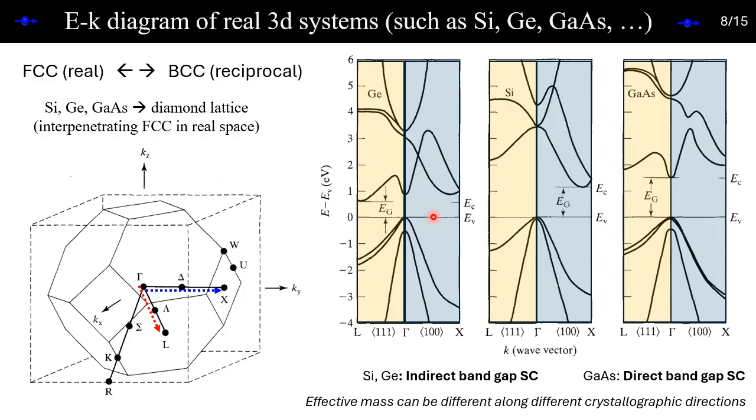Implicitly, the x-axis is the momentum axis. By default, this is K and this is E. Now there are different points. You can always write K.